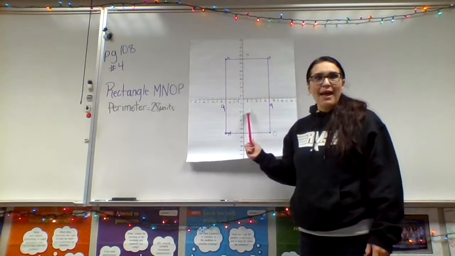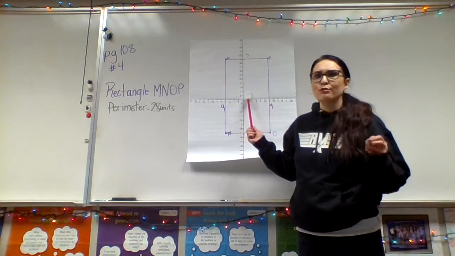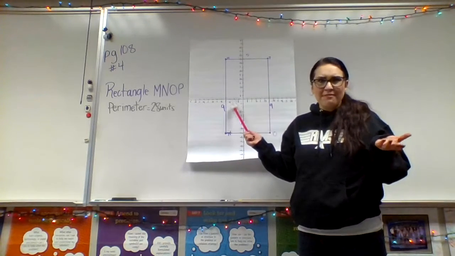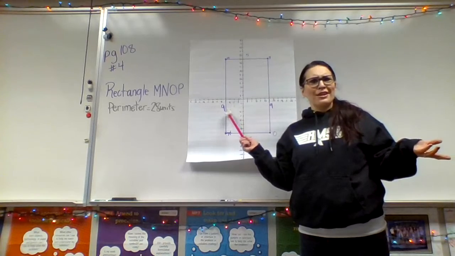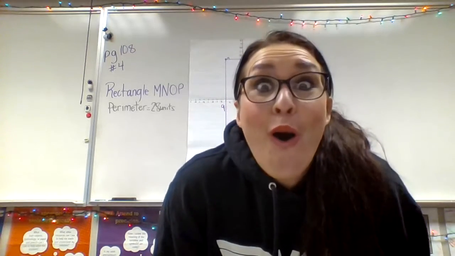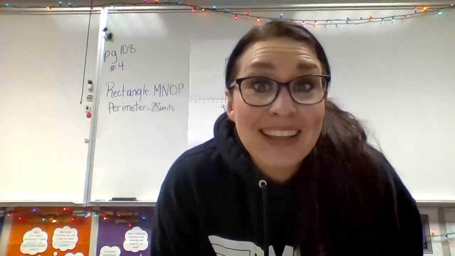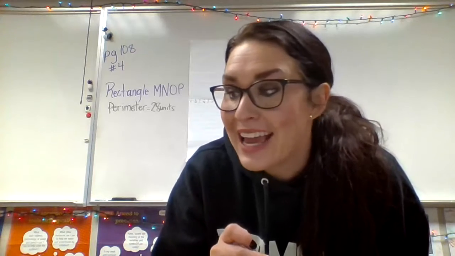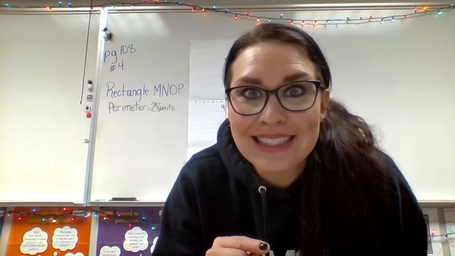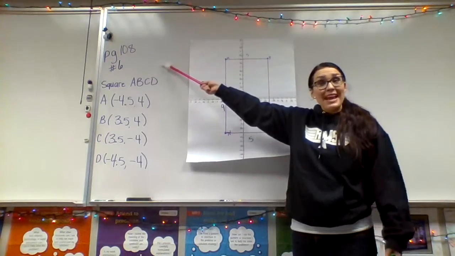Remember, this problem asked us to find the perimeter. Is it possible to find the area using a coordinate grid? Yeah, it's totally possible to also use the coordinate grid to graph a polygon and then find the area. So let's look still on page 108, but this time let's look at number 6. All right, page 108, number 6.